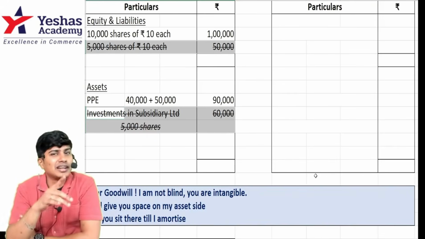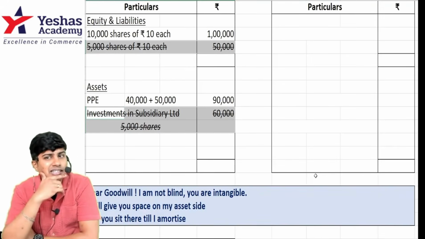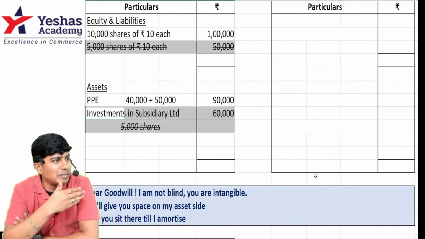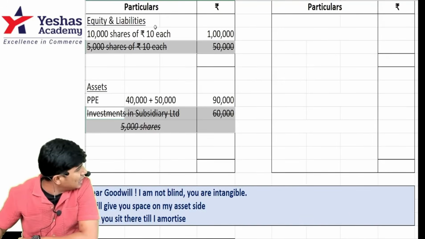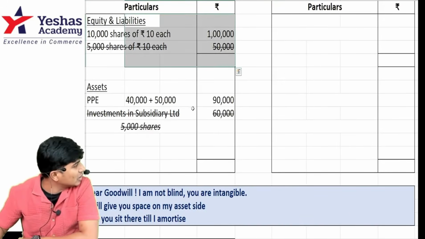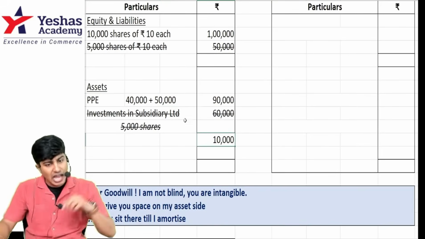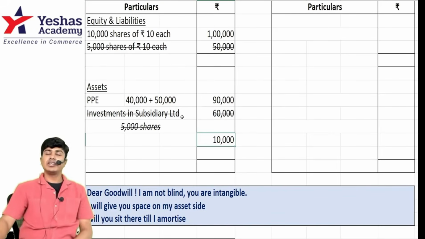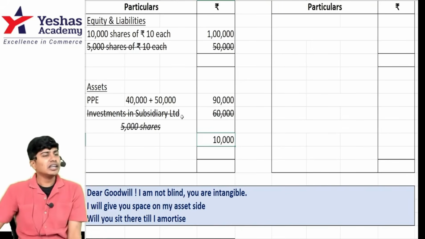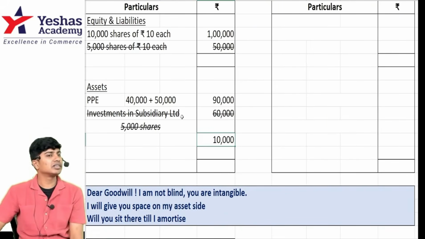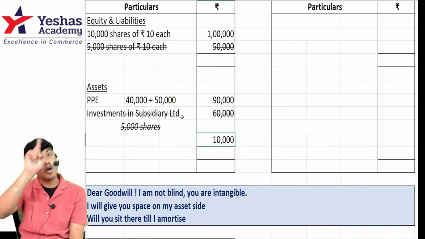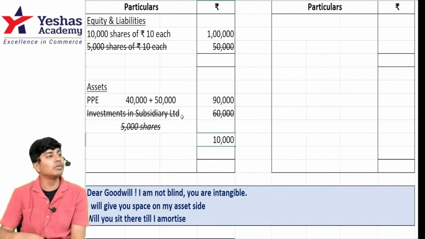Why? Capital reserve means profit on capital transaction. Profit should be written on the liability side. Total on the liability side is 1 lakh. Total on the asset side is 90. The 10,000 shortage is on the asset side, so it cannot be capital reserve. Then what is it? The opposite of capital reserve is goodwill.